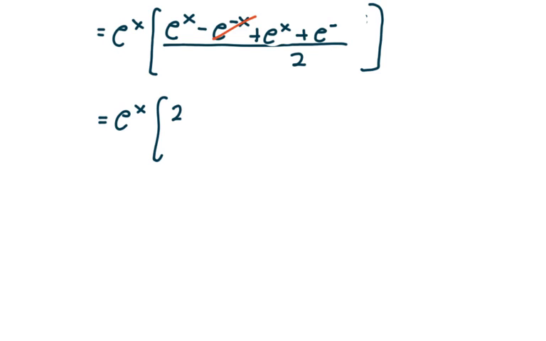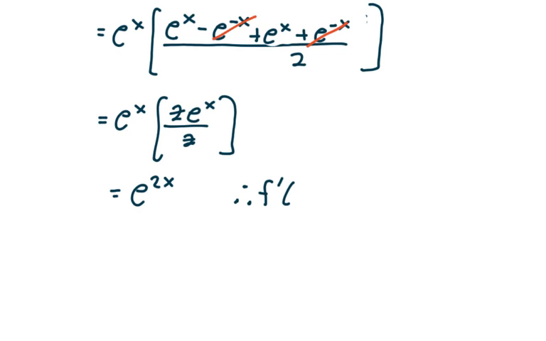So let's write these last two terms. The second term and fourth term cancel, and so what we end up getting is 2e to the x divided by 2. The 2's cancel, and we get e to the 2x. And so therefore, f prime of x is equal to e to the 2x, and that would be considered simplified.